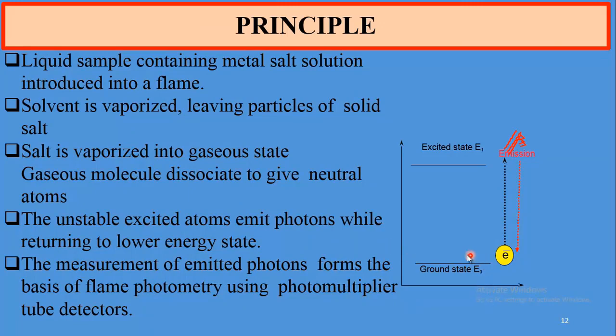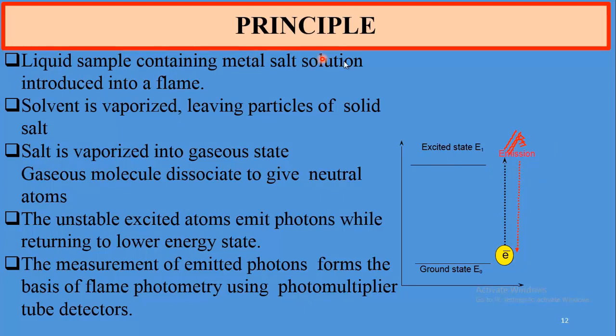Here the electrons from the ground state, when radiation falls on them in the flame, are excited. After that, when they come back from the excited state to the ground state, they emit a certain type of radiation, and these radiations are noted in flame emission spectroscopy.